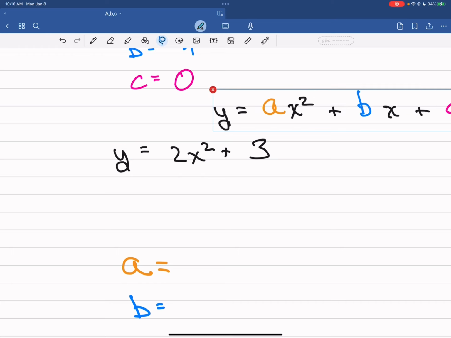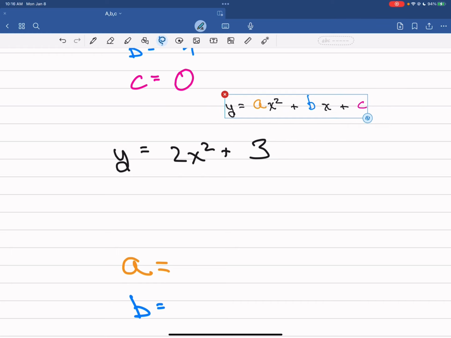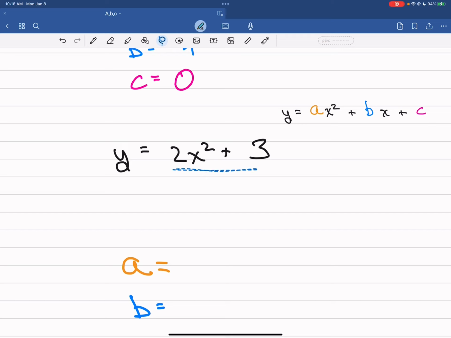I'm going to put our template back down here so that we have it handy. So I'm going to rewrite this. We only have 2 terms here, which means one of the 3, a, b, or c, is missing. So I'm going to rewrite it so that it includes it. So our a value is there. Our a value is 2.